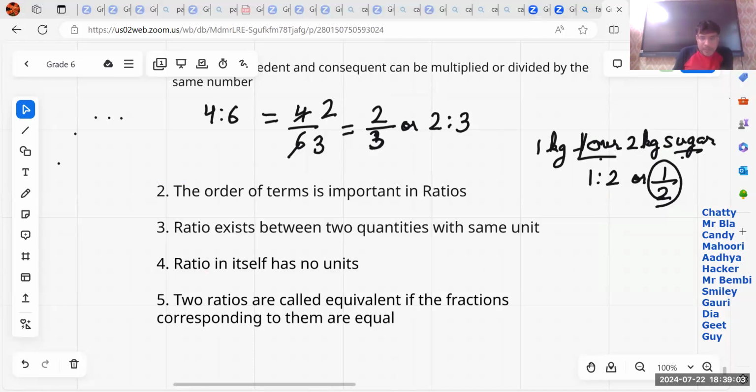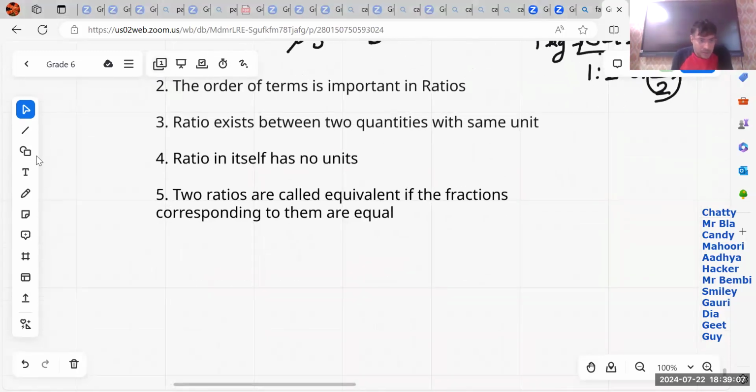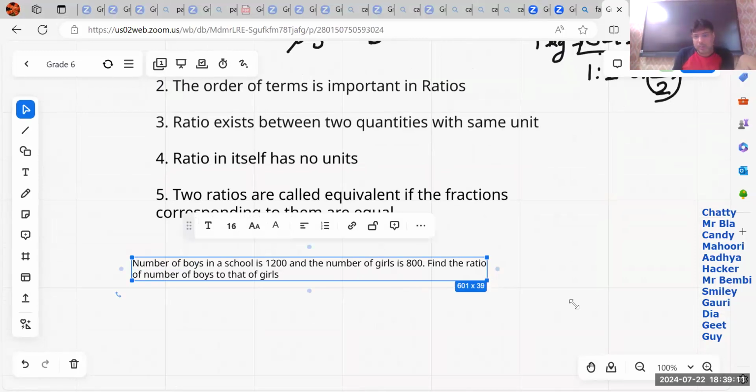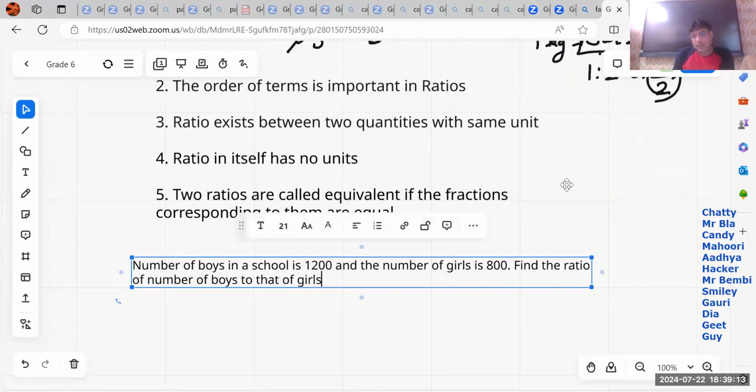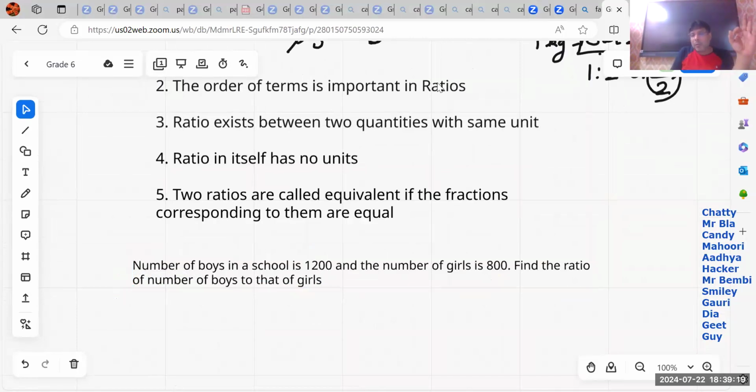So I am giving one example also. Example question, guys. Let's do this. Now, guys, I am not asking you कि what fraction of boys are there. मैं आपसे पूछ रहा हूं what is the ratio between boys to girls. You understood? Understood the difference?